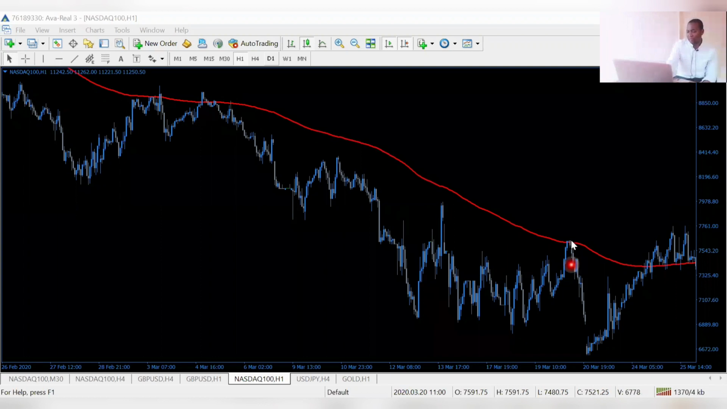It gave us an evening star and it sold. Look here, there are a lot of hammers that occurred and it bought. So guys, this is powerful.